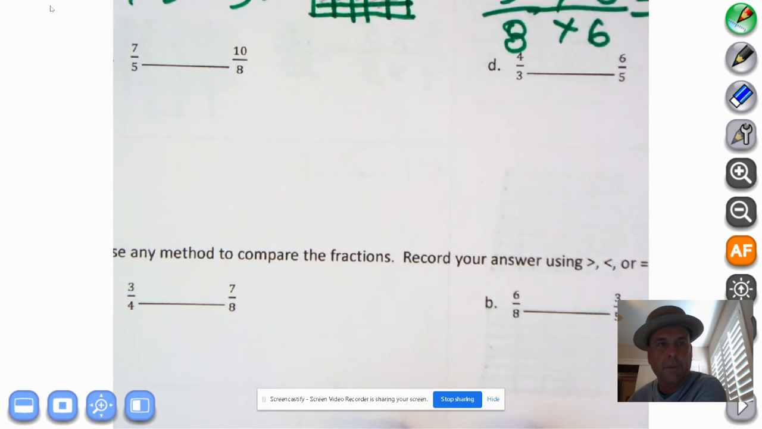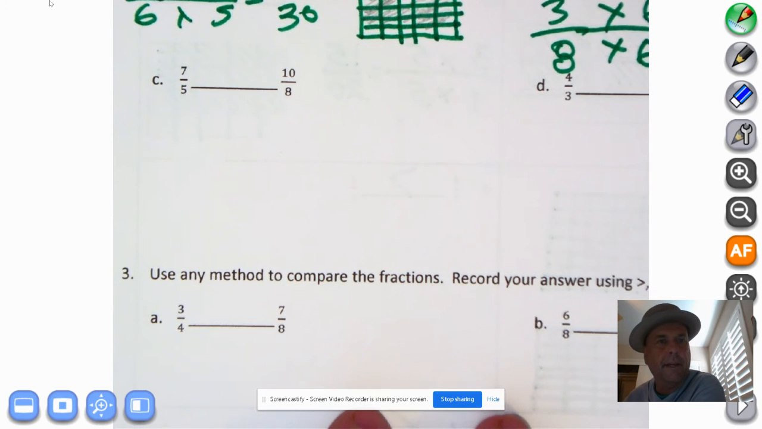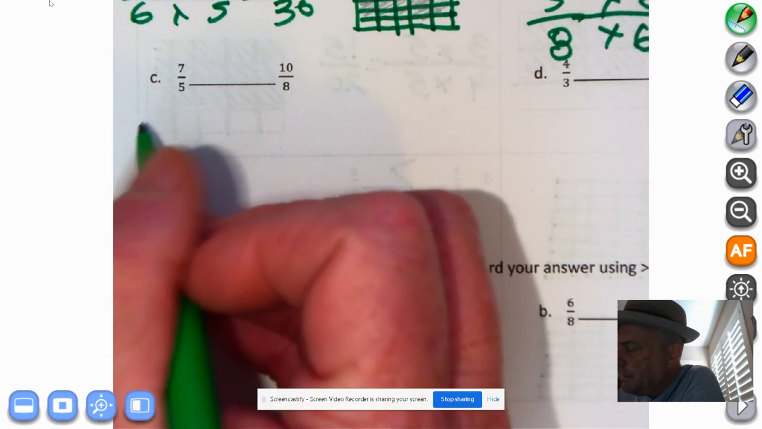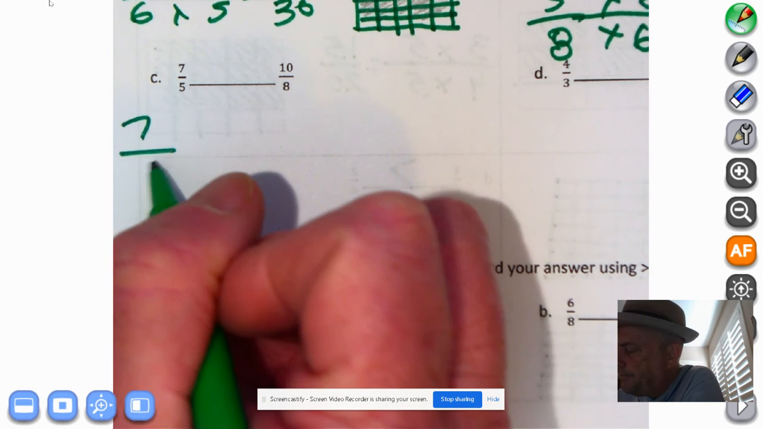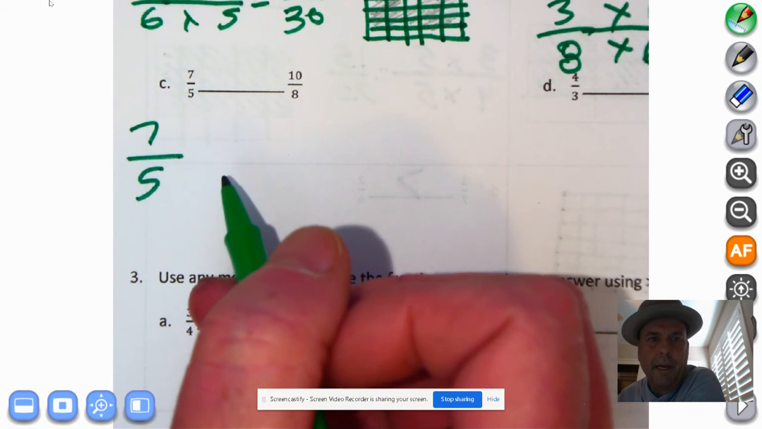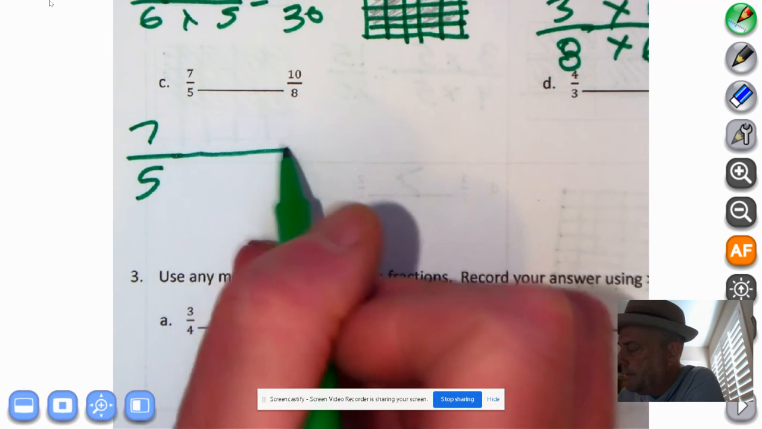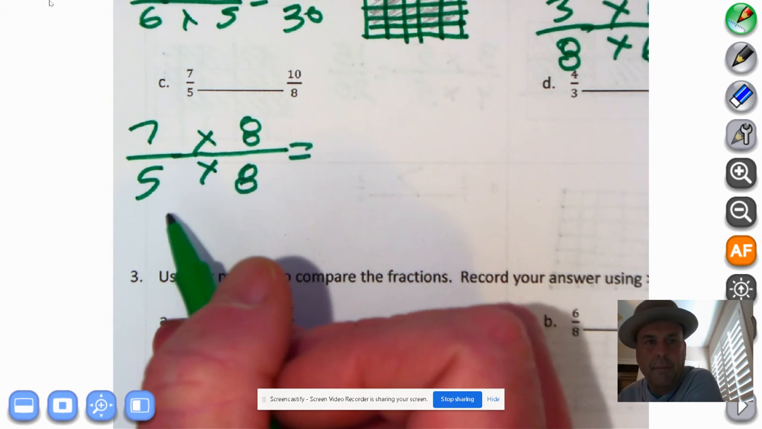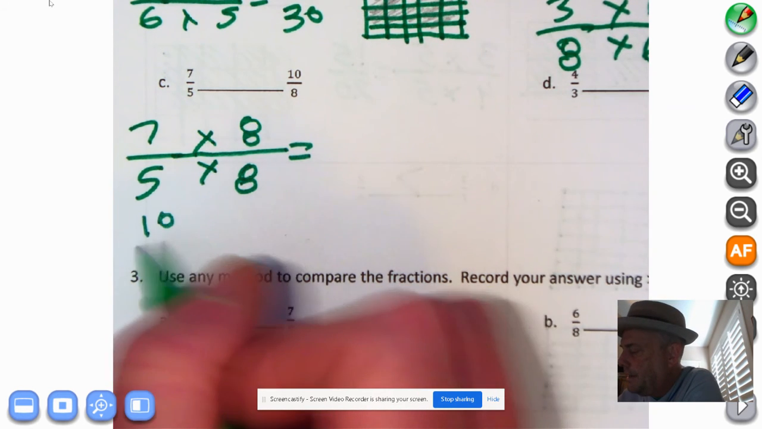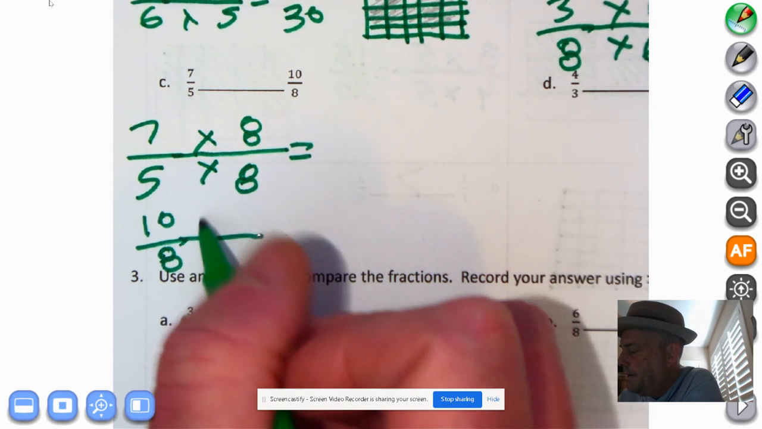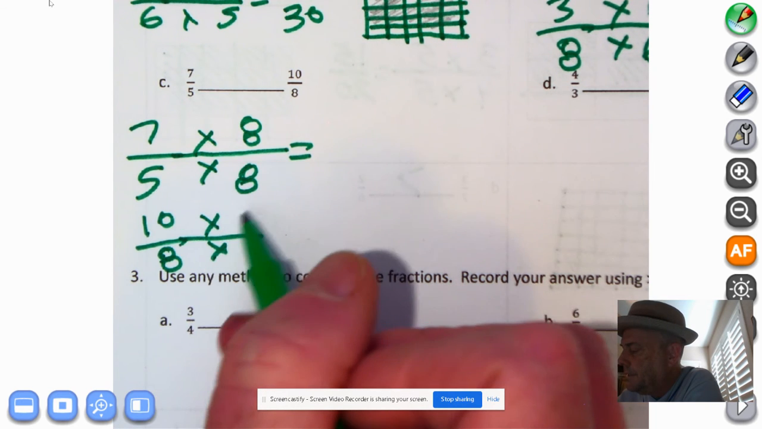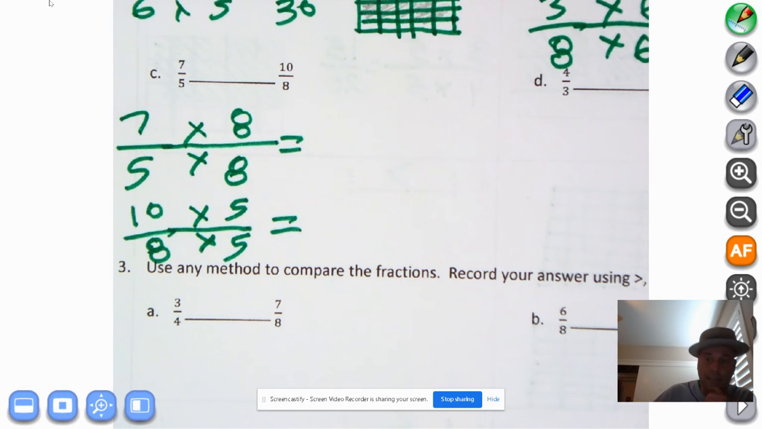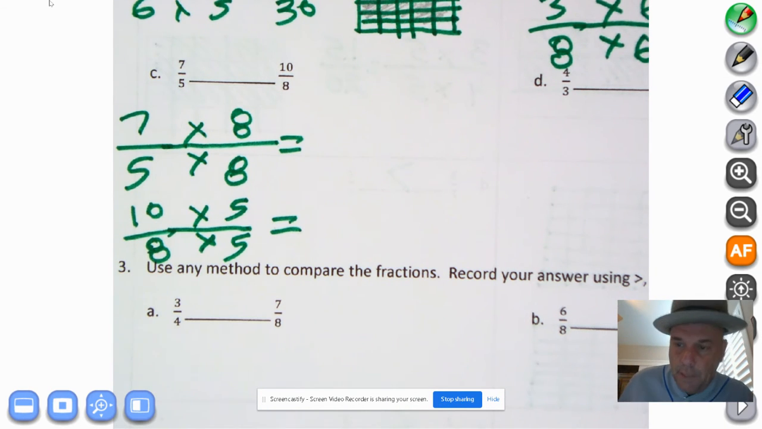Let's go to the next one, and this one you're going to do on your own. Oh, we're looking at improper fractions. Doesn't matter. You can still do it. So take your 7/5, and you're going to multiply it by 8/8, the denominator over here. Doesn't matter if they're improper. You're still going to multiply by the denominator. Then we're going to take the 10/8 and multiply it by what? By 5/5, a fancy form of 1. Go ahead and do that on your own. Hit pause.